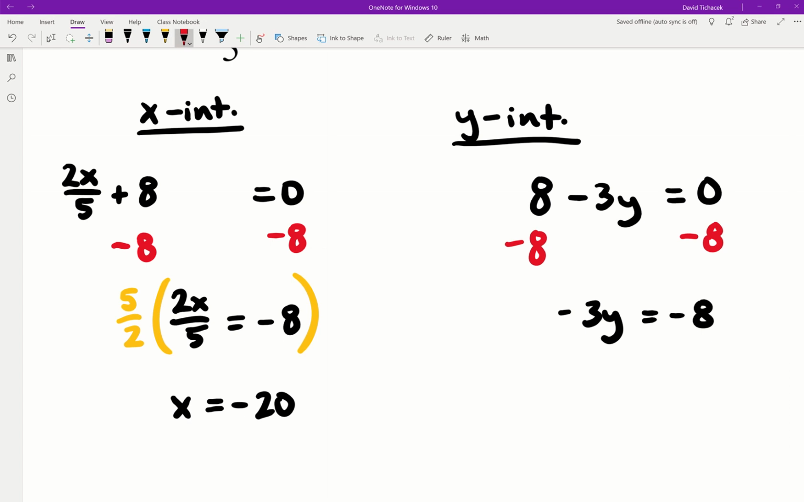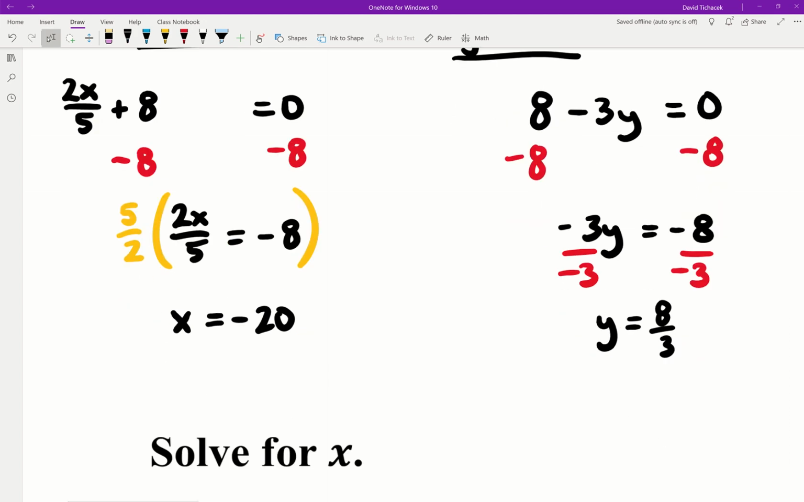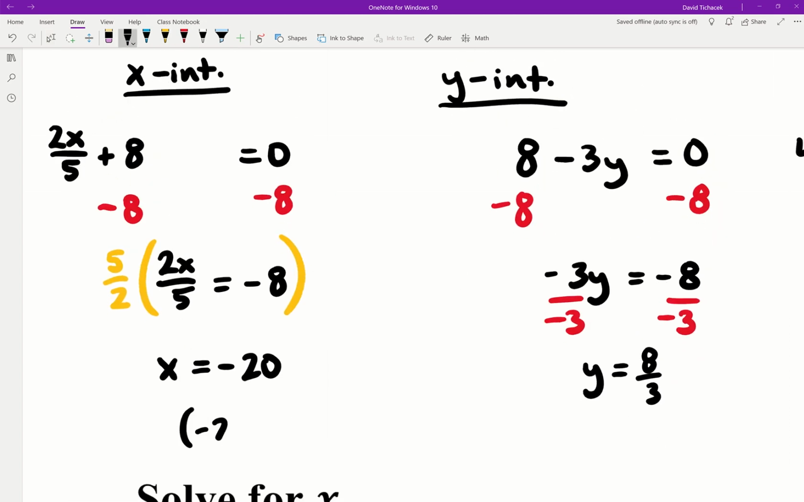Over here on the equation on the right-hand side, if I just go ahead and simply divide both sides by negative 3, I would end up with a negative divided by a negative, which of course makes a positive, and that would be a fraction, 8 over 3. And then just don't forget that these would be coordinate points, so this would be (negative 20, 0), and this would be (0, 8 over 3).